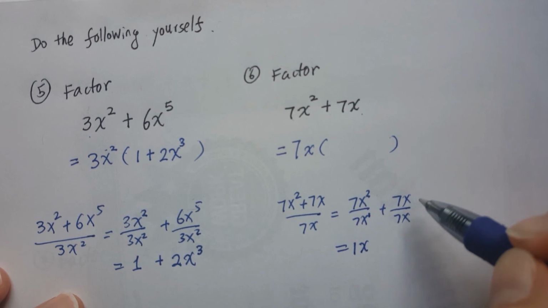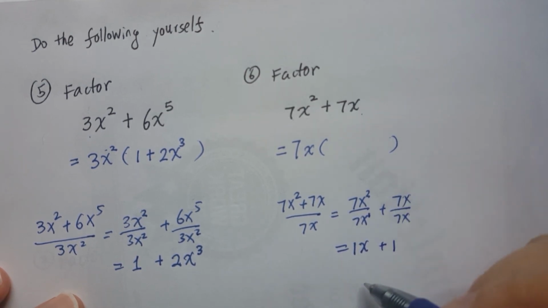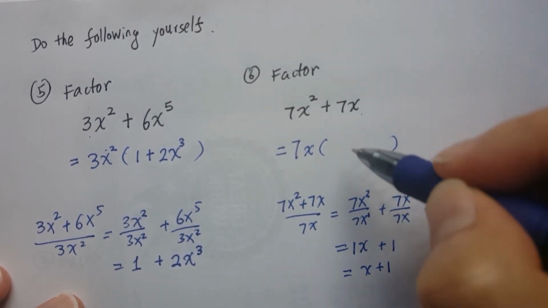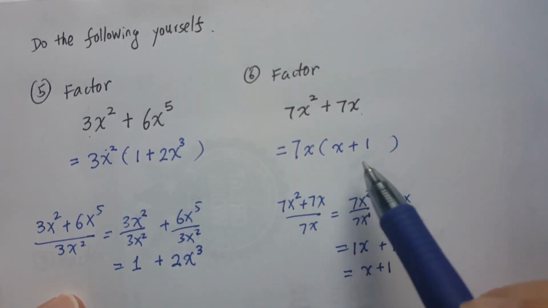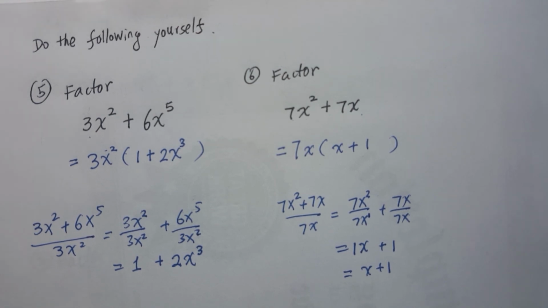7x divided by 7x equals 1 because they're the same. So we get x plus 1. So we put x plus 1 back over here. So we finished. This is the answer. Now you're ready to do the lesson summary and do 4 multiple choice questions, just like number 5 and number 6.